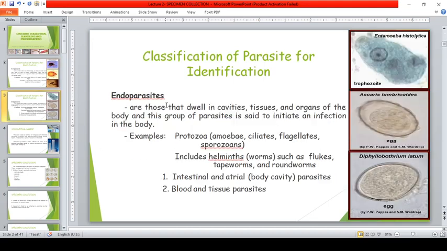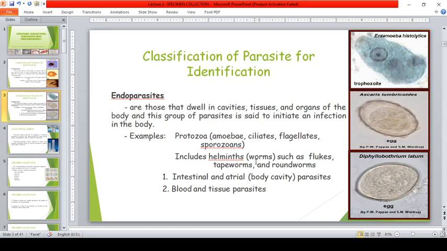Okay, endoparasites are parasites that live within the host. So we have here trophozoite of Entamoeba histolytica, an Ascaris egg, as well as Diphyllobothrium latum, which causes megaloblastic anemia because of vitamin B12 deficiency, because it feeds on it. Okay, so nakikipag-compete siya sa katawan for the vitamin B12 kasi nga kinakain niya.